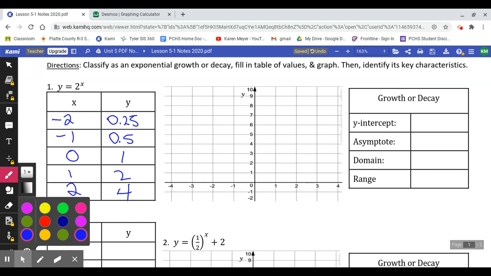Okay. Now, I'm going to go off to the side and I'm going to plot these ordered pairs. So -2 and then 0.25 is just a little bit above it. So there's my dot. -1, 0.5 is about halfway. 0, 1. So in the middle, go up 1. 1, 2. And 2, 4.